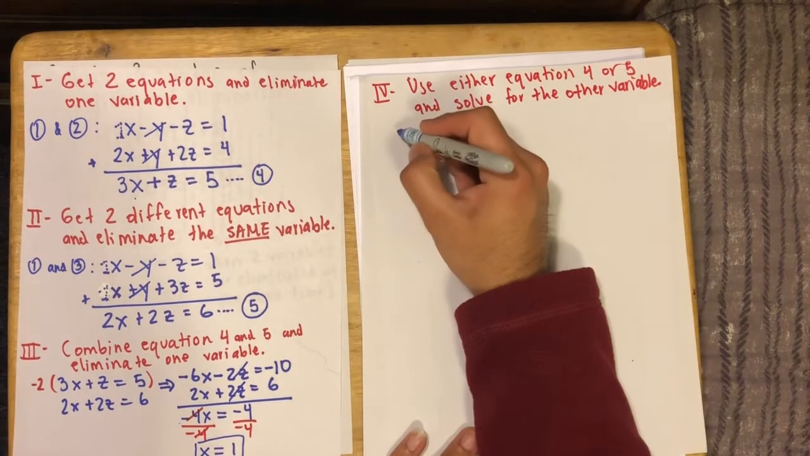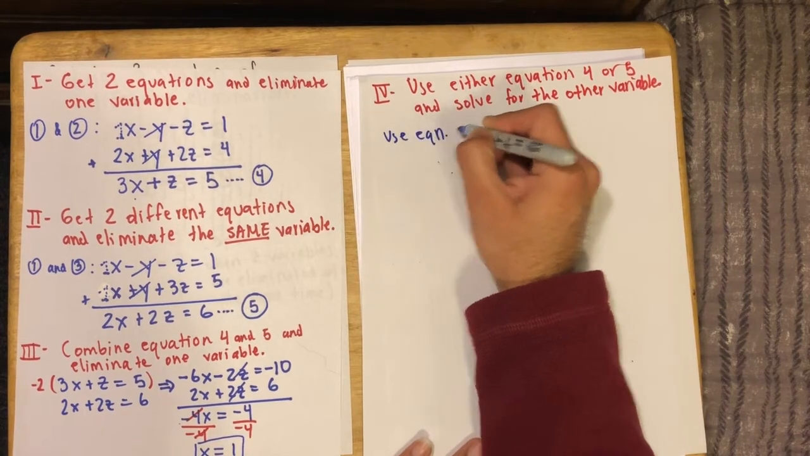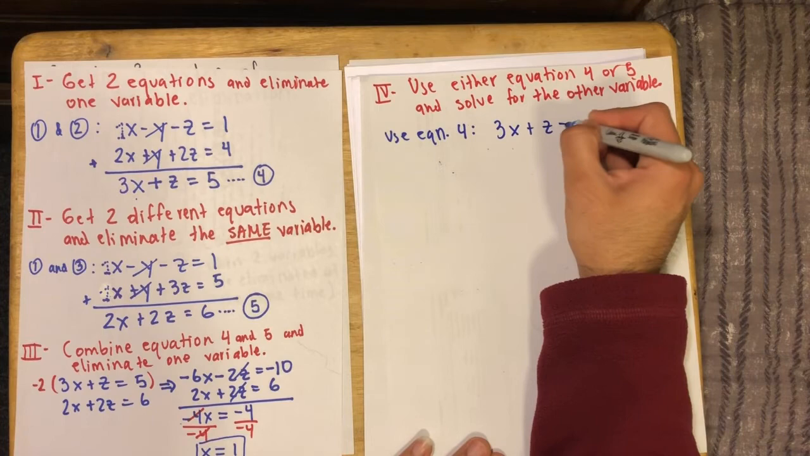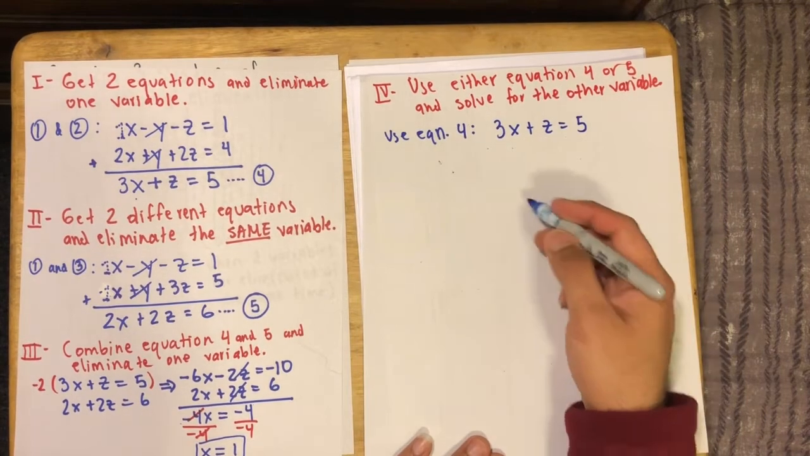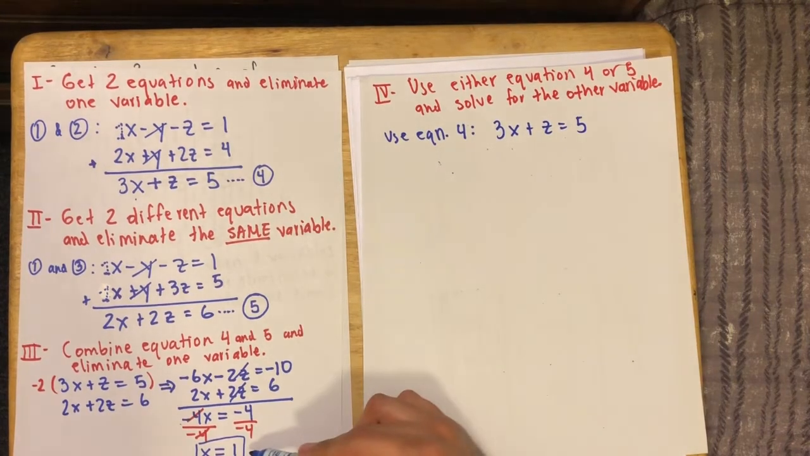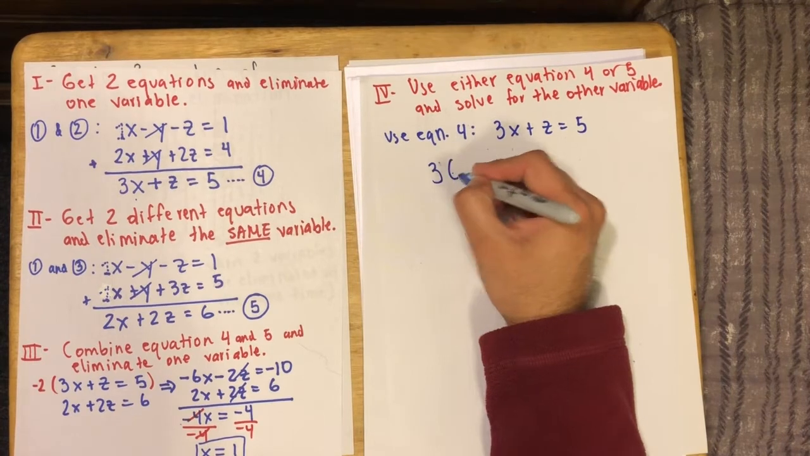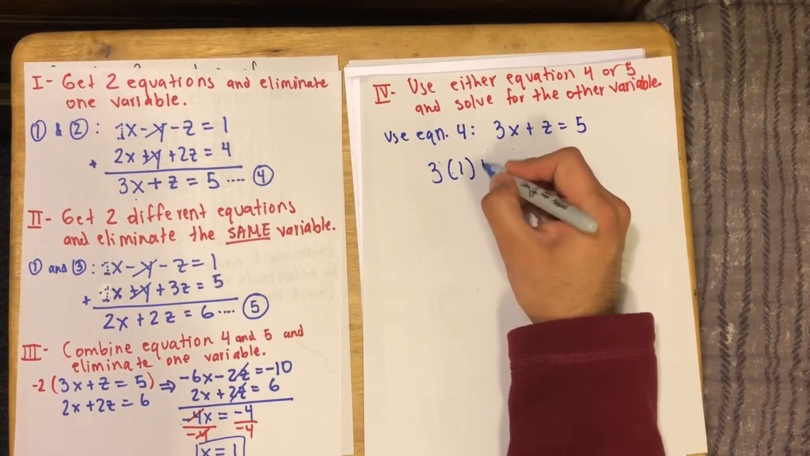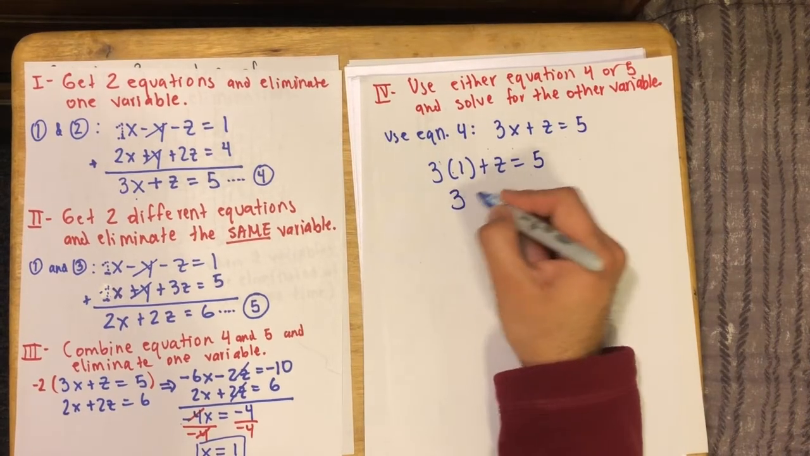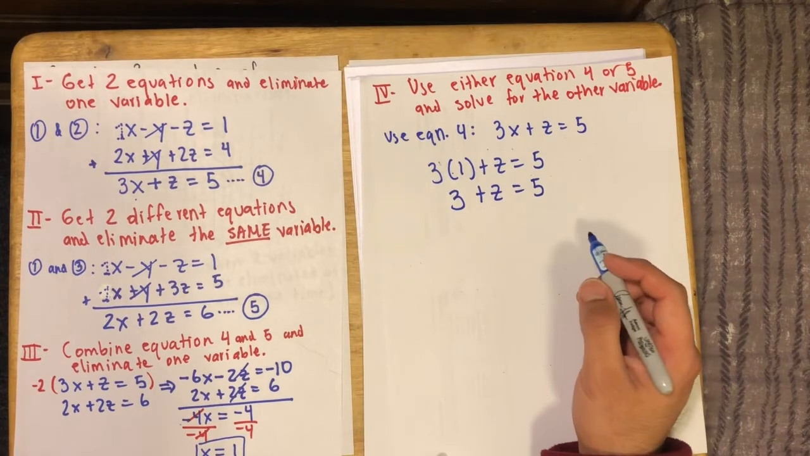So let me rewrite equation 4. I'm going to use equation 4, and equation 4 is as follows: 3x plus z equals 5. Now, just substitute the value of x by 1, because x equals 1. So I'm going to have 3 times x, which is 1, plus z equals 5. And then 3 times 1 is 3. Bring down the rest of the values and variables.